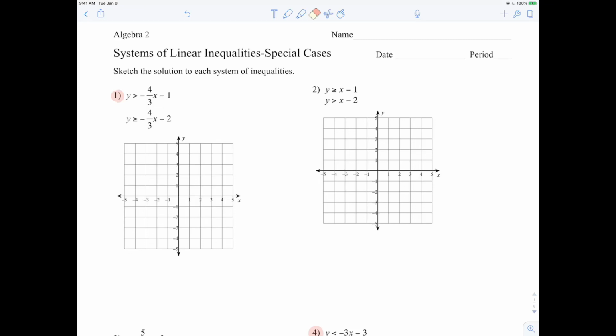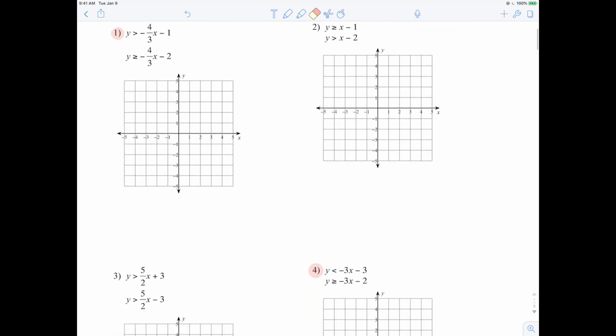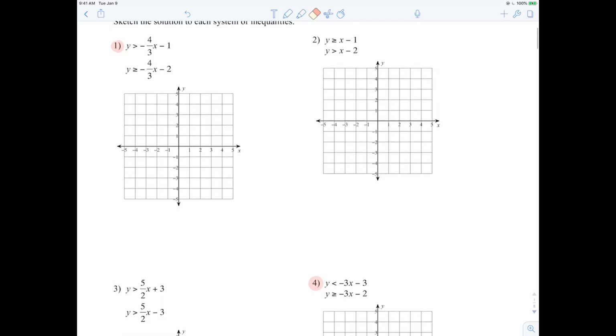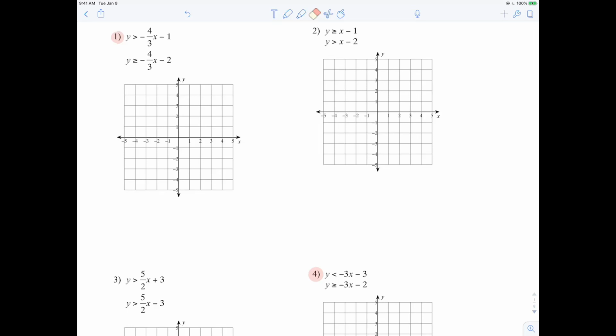So if you're ready to move on to the systems of linear inequalities special cases practice, I'm going to model 1 and 4 on your practice problems. So you see a trend, I bet you see a pattern, so you can write the pattern right out here for our special cases, and you follow the steps that are on your note card.